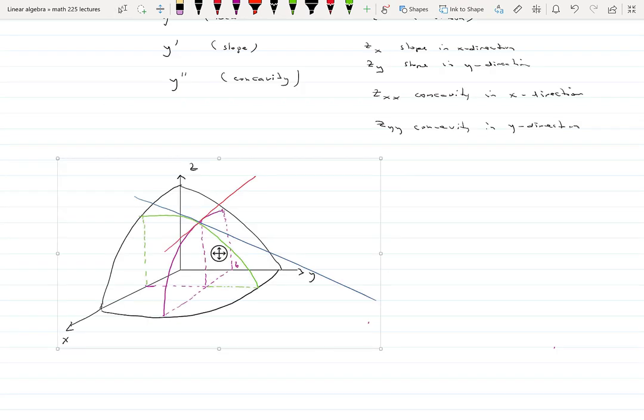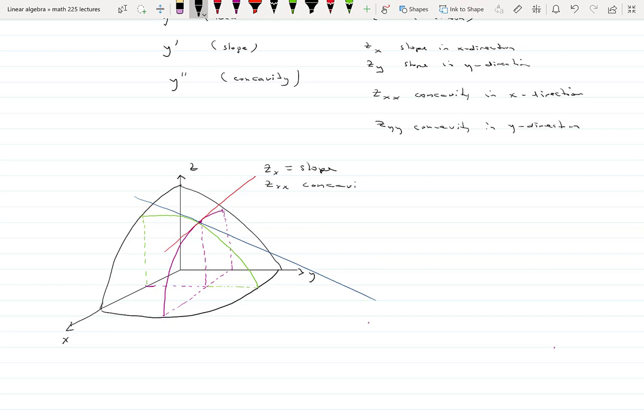So let's think about that with one of our original drawings with the surface and the different tangent lines. Let's think about what these quantities mean geometrically. z_x equals the slope of that tangent line, the slope in the x direction, holding y constant. And z_xx measures the concavity, whether concave up or concave down, of that purple cross section in the x direction.